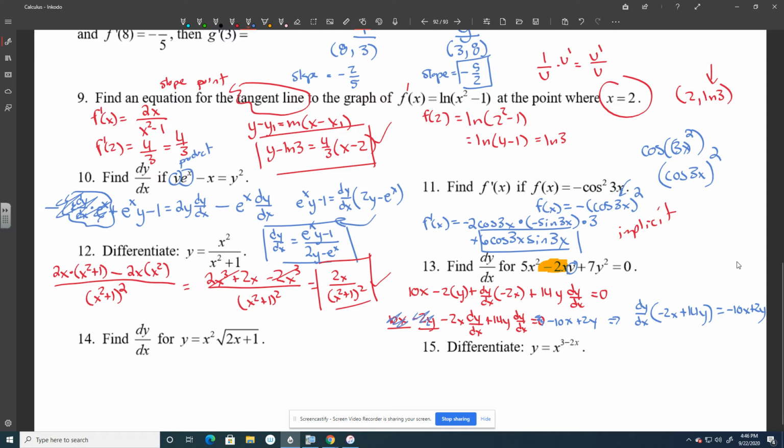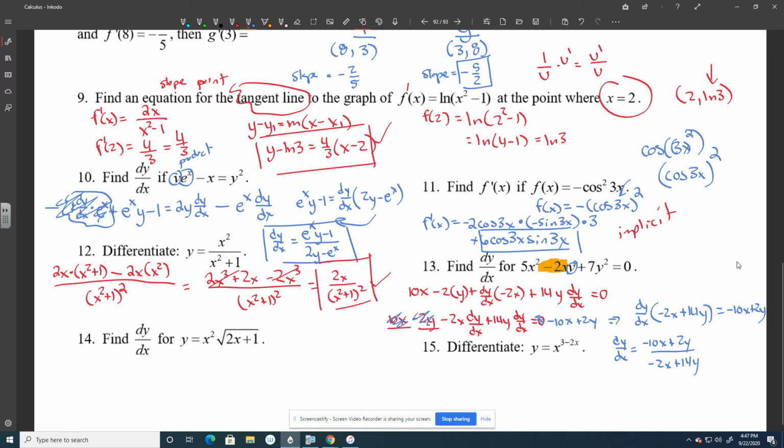I'm running out of space. To get rid of the parentheses that are being multiplied by dy dx, I divide by those parentheses. So I get dy dx equals the -10x plus 2y divided by -2x plus 14y. And that, on a free response, we would have been okay right here. No, I guess we would have had to get to this point.